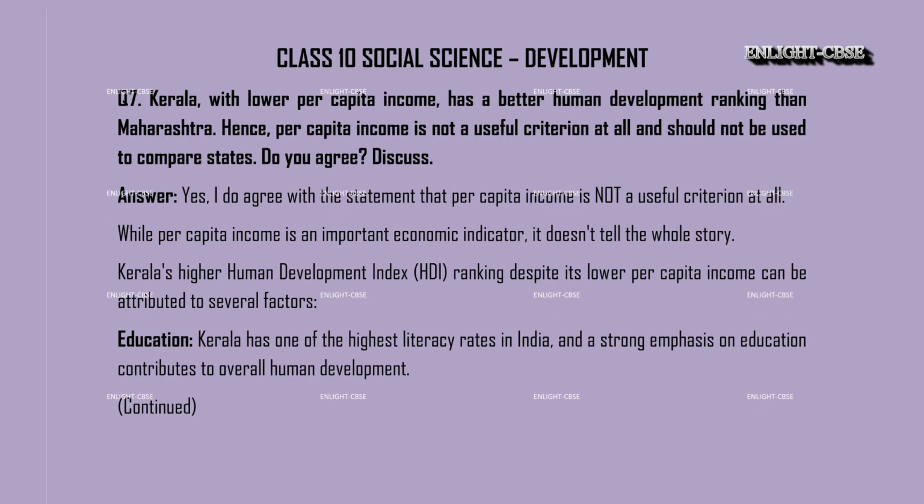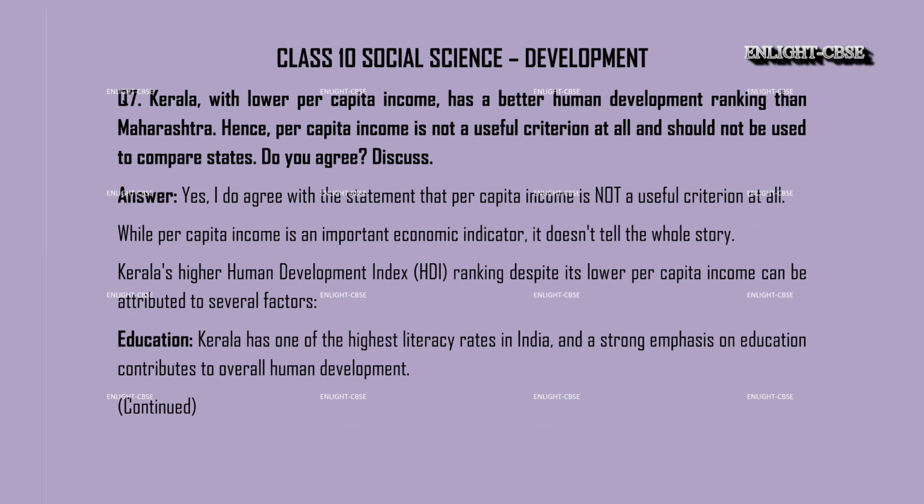Question 7. Kerala, with lower per capita income, has a better human development ranking than Maharashtra. Hence, per capita income is not a useful criterion at all and should not be used to compare states. Do you agree? Discuss. Answer. Yes, I do agree with the statement that per capita income is not a useful criterion at all. While per capita income is an important economic indicator, it doesn't tell the whole story.